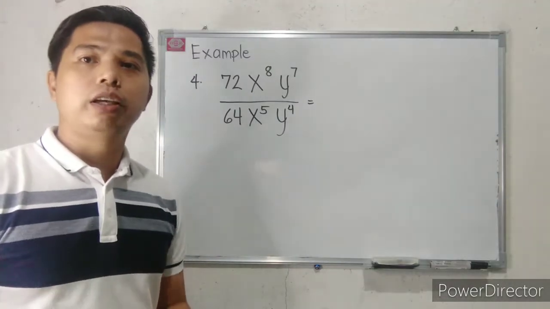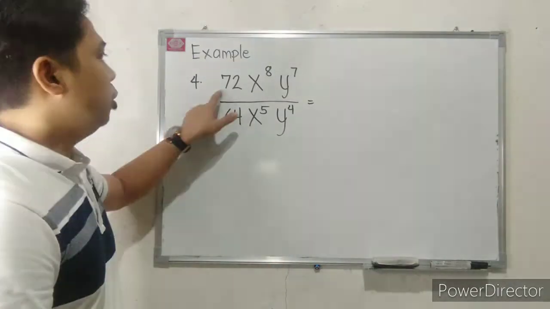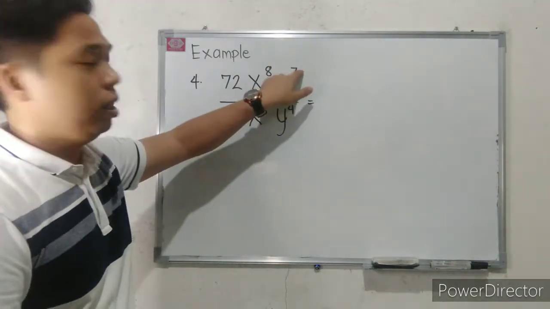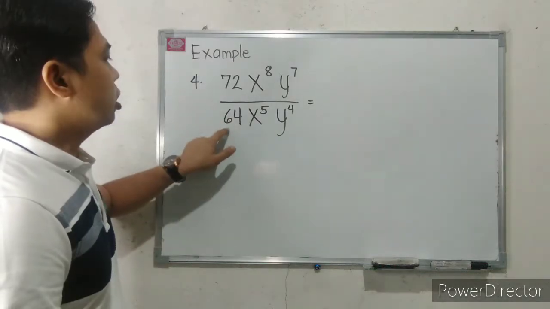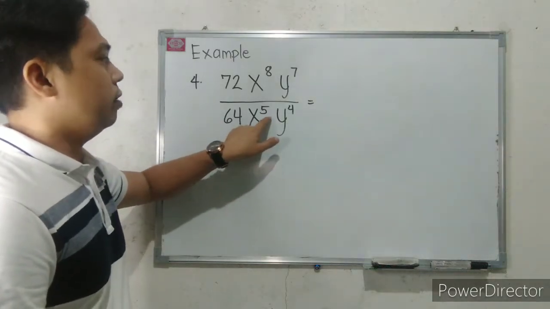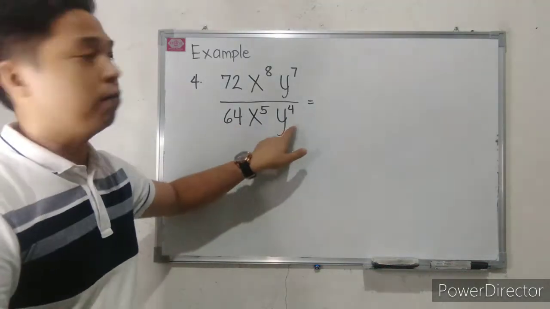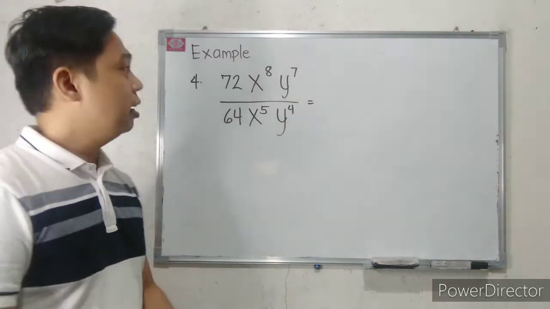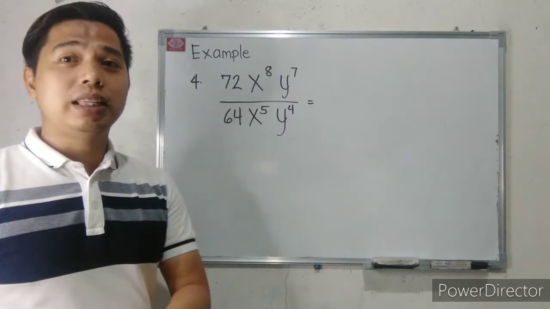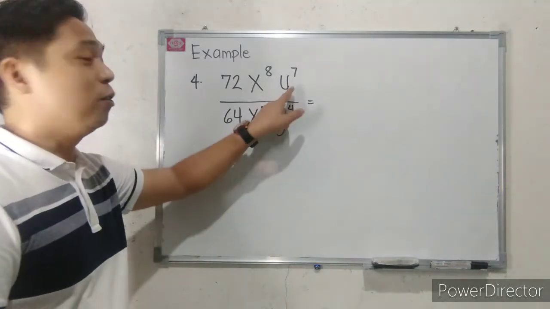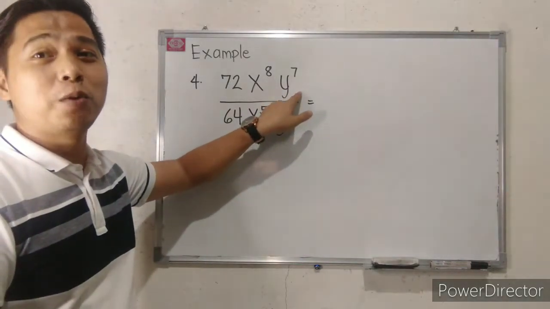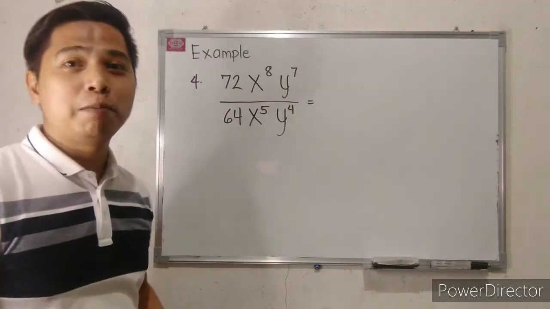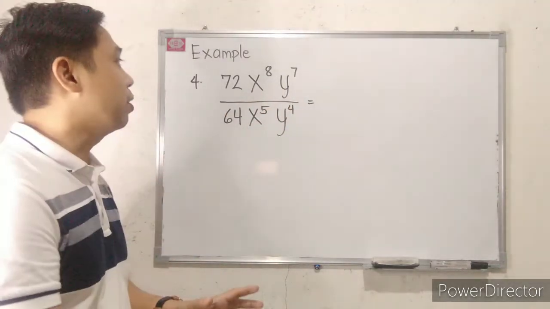Now, for our fourth example, 72x raised to the 8th power, y to the 7, all over 64x raised to the 5th and y raised to the 4th power. Plus, mapapansin natin, unlike kanina, x lang yung ginagamit natin kanina. Pero ngayon, meron na tayong additional variable na y. So, hindi lang siya x. So, paano bang gagawin natin pag may ibang variable na tayong kasama?